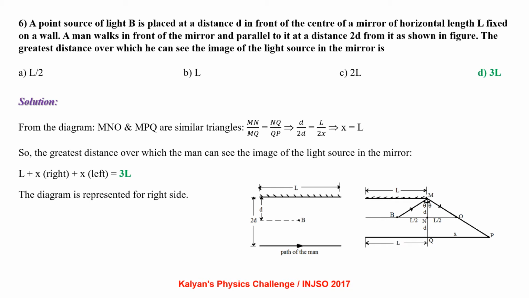From the diagram, MNO and MPQ are similar triangles. So MN by MQ equal to NO by QP, that is D by 2D equal to L by 2x, which gives us L equal to x. So the greatest distance over which the man can see the image of the light source in the mirror is L plus x right plus x left, that is 3L. Here the diagram is represented for only the right hand side.